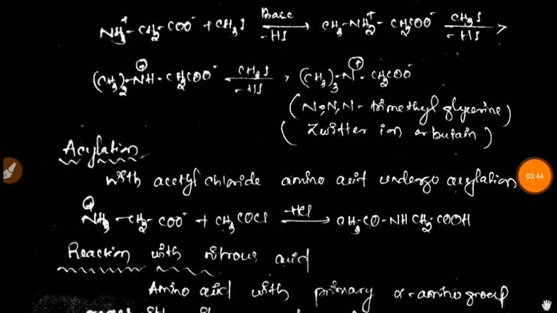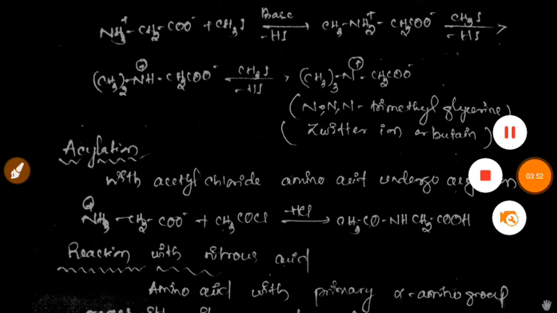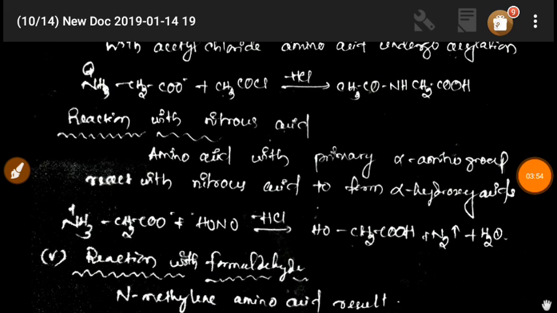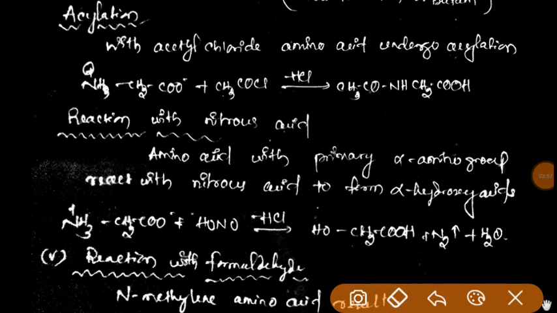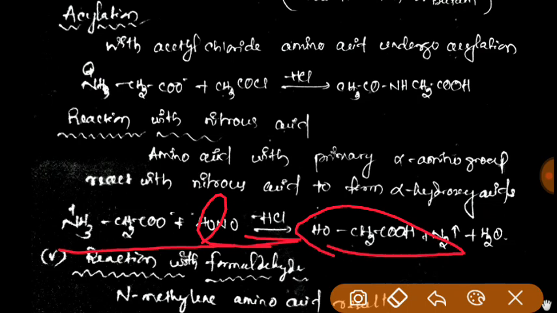Next I come to nitrous acid, or nitrosation. We give HNO2 to the alpha amino acid. You can see in the picture, the amino acid reacts with HNO2 with removal of HCl. The product is formed like this, and N2 is removed as a gas, and water is formed.